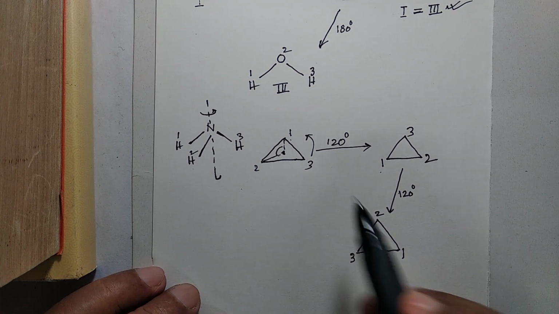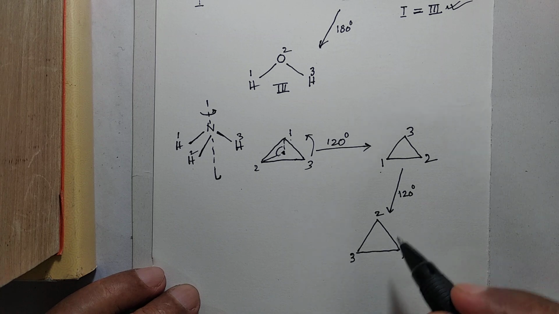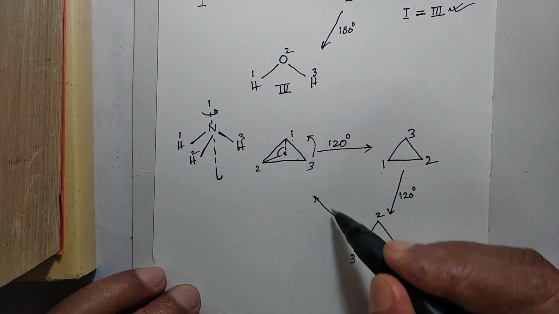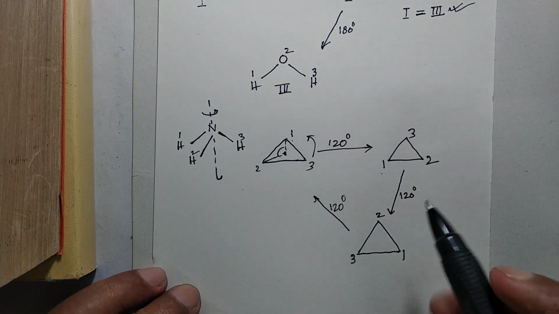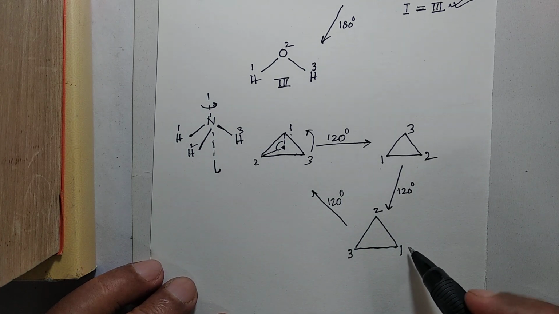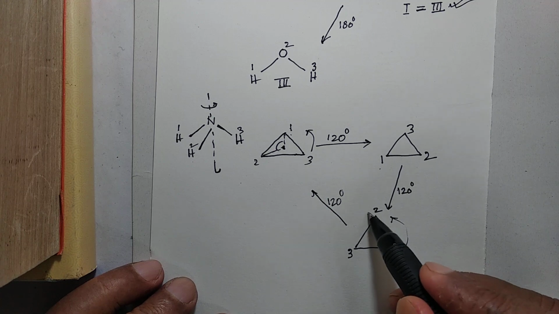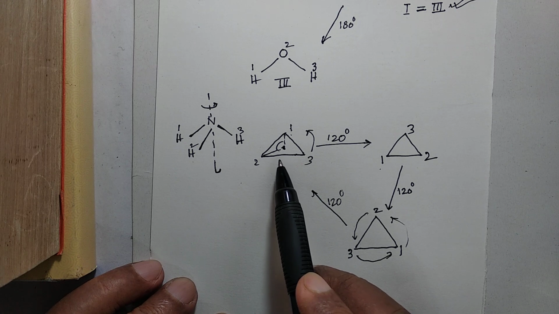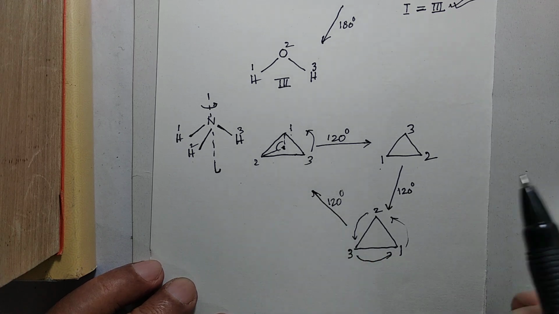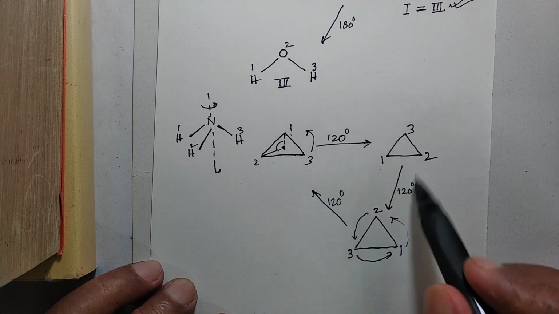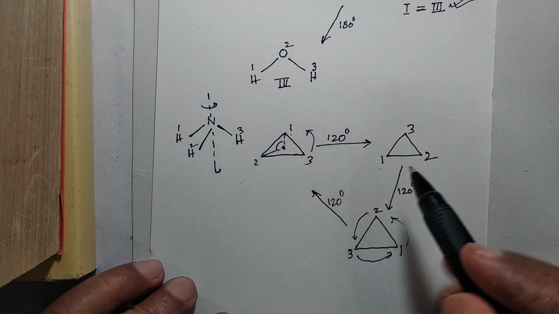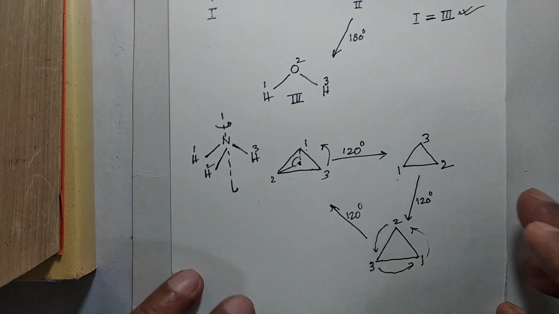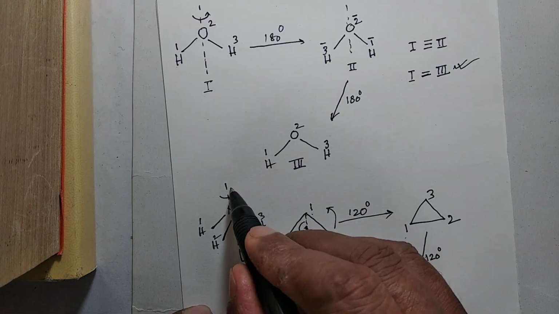This is also not the same as this one. Now carry out a further rotation through an angle of 120 degrees about the same axis. What will happen? 1 will go to this place, 2 will come to this place and 3 will come to this place. The resulting configuration will be this one, the original one. So 120 degree rotations 3 times will produce the original configuration. This axis is called a threefold rotation axis.